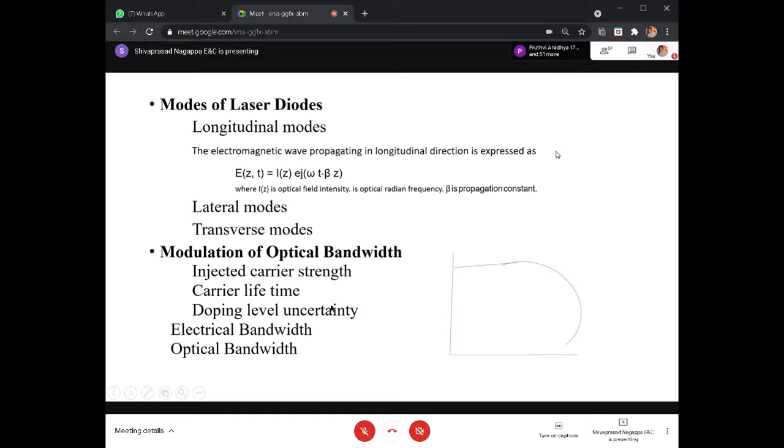Okay, and also doping level. If your doping level is higher, that means you have more electron-hole pairs, and then obviously it creates more transitions, and hence you will be having more output. Okay, that is what doping level uncertainty is.